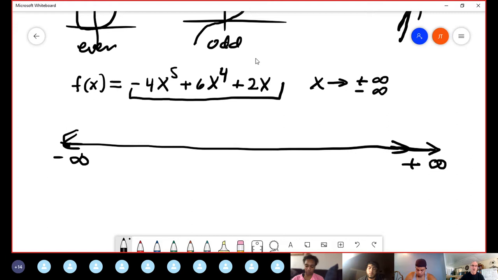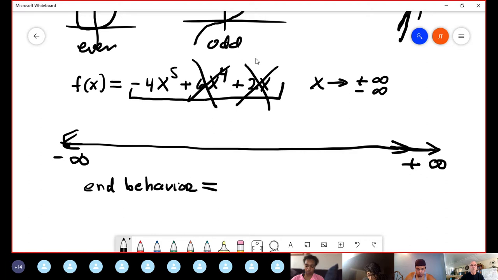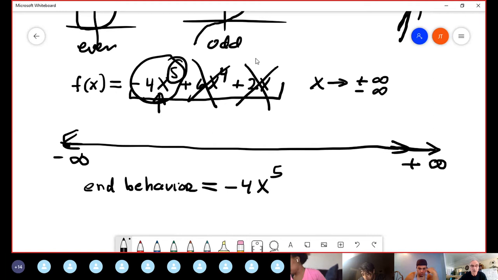Therefore, in order to find the end behavior expression, you ignore this term and ignore this term. You take only the monomial that contains the highest exponent, negative 4x to the fifth power, because when you plug in infinity, that term has more weight, it is numerically greater. So it's easy to determine the end behavior because you take the term, the monomial, that contains the highest exponent. But it's not always easy. Sometimes it's a little bit complicated.